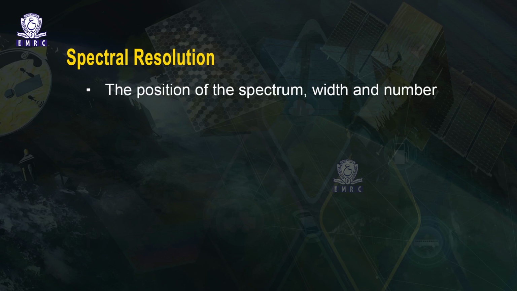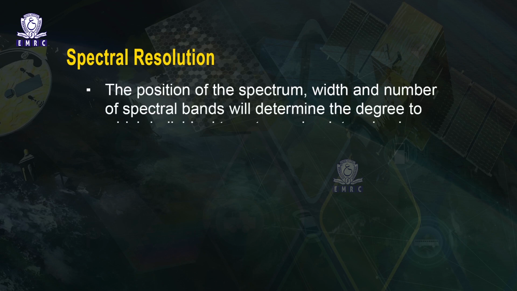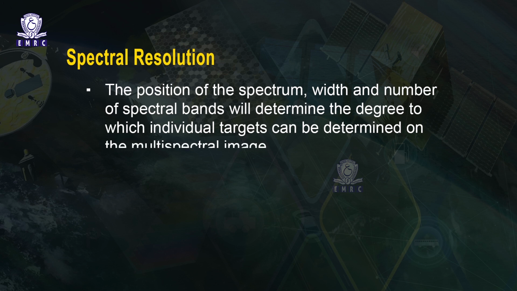The term spectral resolution refers to the width of the spectral bands. The spectral resolution can be explained by 2 points. First, the position of the spectrum, the width and the number of spectral bands will determine the degree to which individual targets can be determined on the multispectral image.